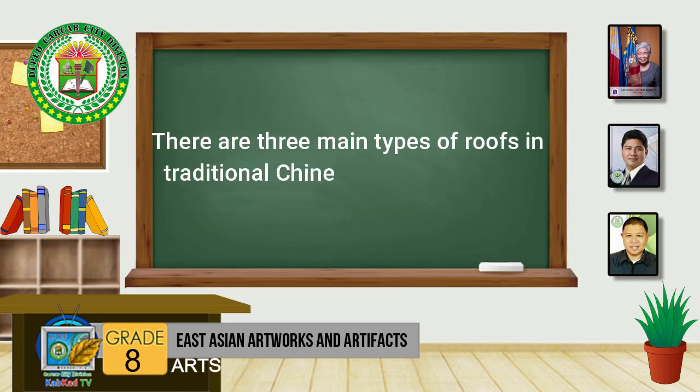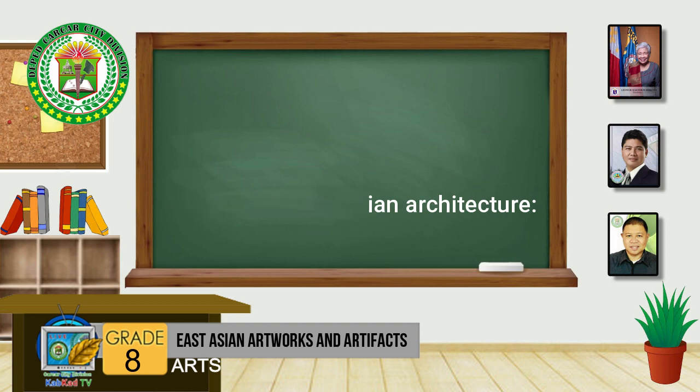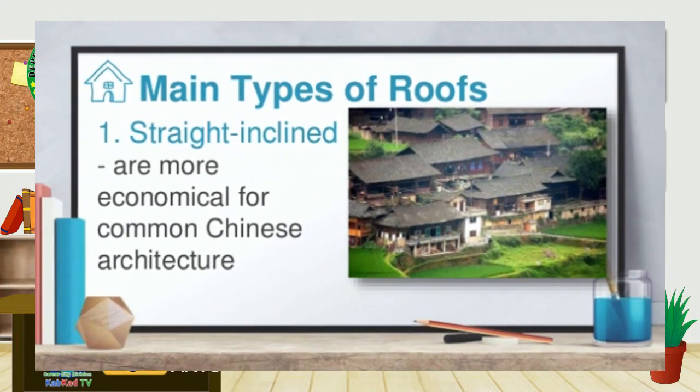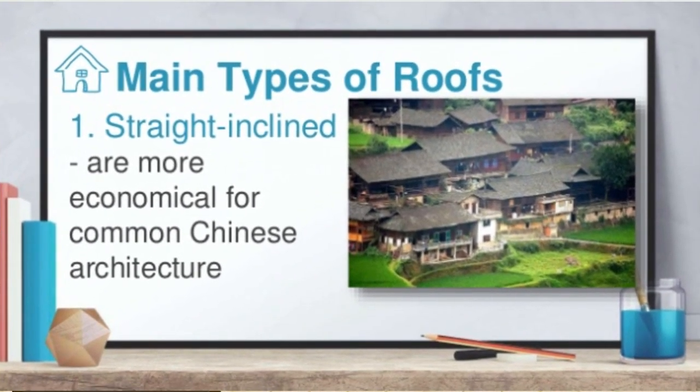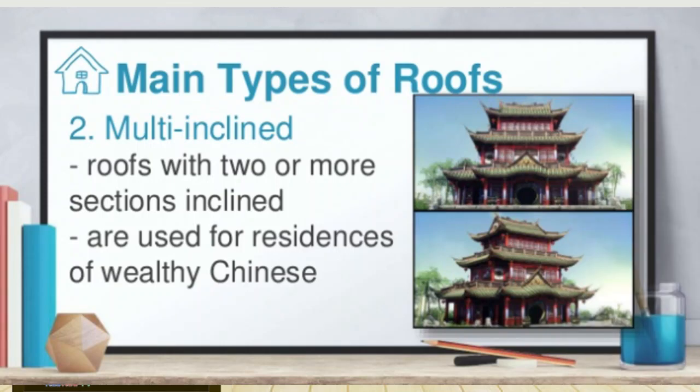There are three main types of roofs in traditional Chinese architecture that influence other Asian architecture. First, straight incline. It is more economical for common Chinese architecture. Number 2, multi-inclined. Roofs with two or more sections of incline. These roofs are used for residences of wealthy Chinese.